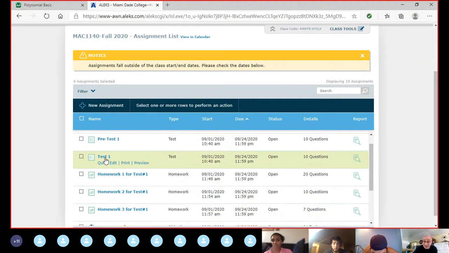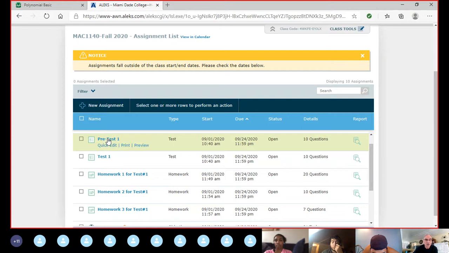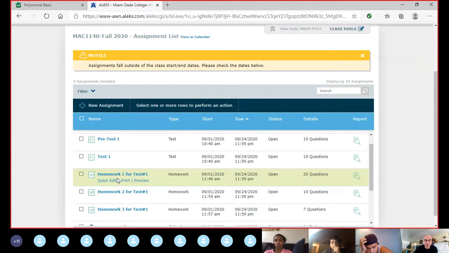Let me explain and tell everything. The homework is completely optional. However, I have a reward for the students who finish the homework and get more than or equal to 80% on each homework. If the score is 80%, 90%, 95%, or 100%, you get 10 extra points in the total overall grade for test number 1.